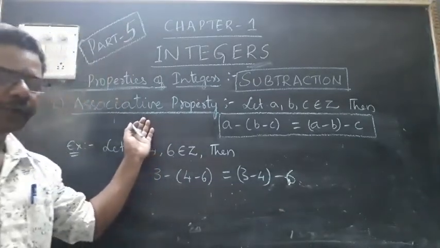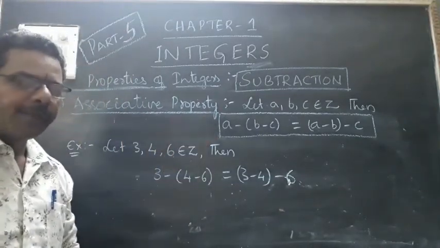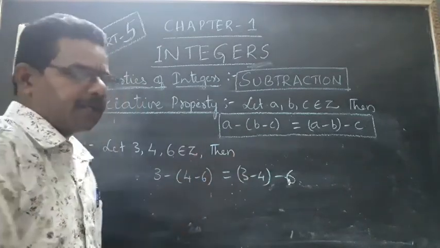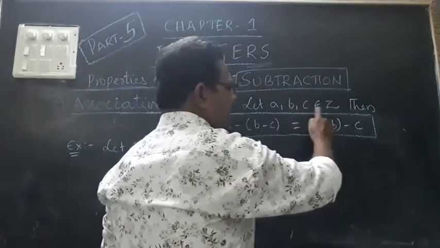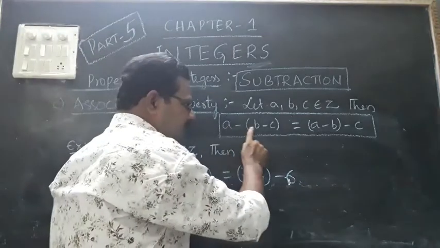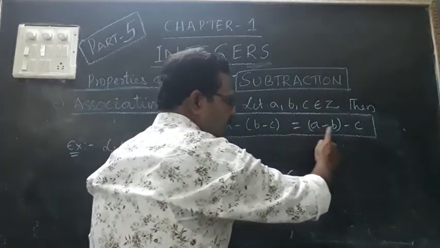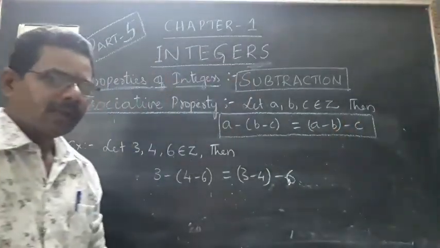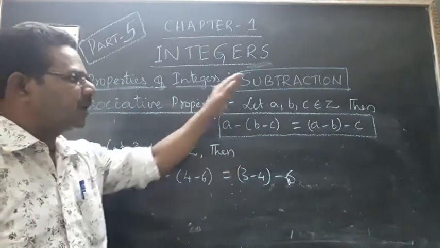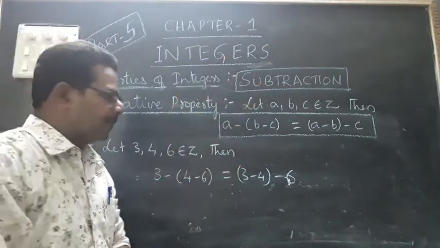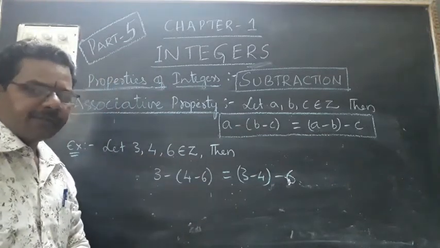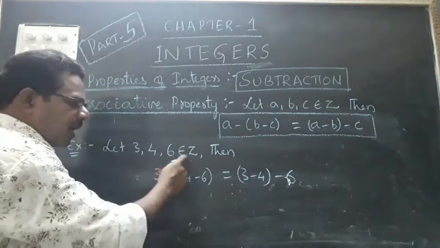The next one is associative property. In the associative property, already in addition we checked that it is satisfying this condition. But in subtraction, if you take any three integers, a, b, c, then a minus (b minus c) should be equal to (a minus b) minus c. If it holds, then we can say this property is followed under subtraction in the set of integers. So we can take an example. 3, 4 and 6 are elements of the set of integers.